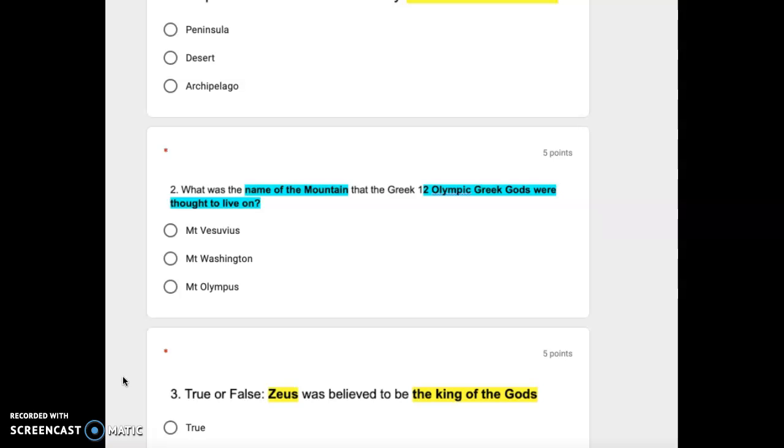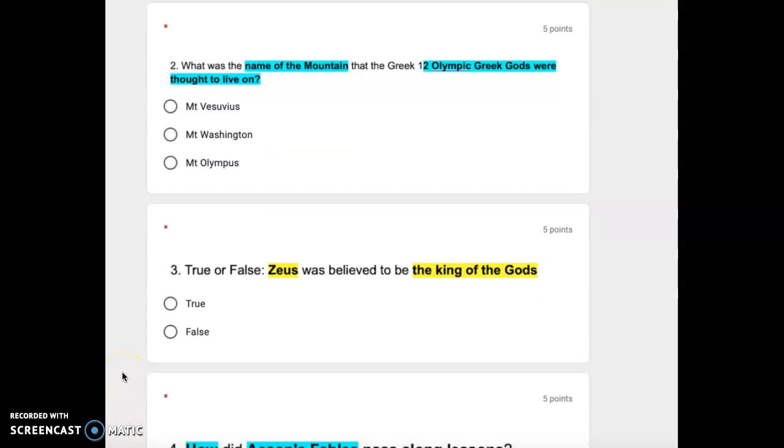Number 2. What was the name of the mountain that the 12 Olympic Greek gods were thought to live on? Mount Vesuvius, Mount Washington, or Mount Olympus?